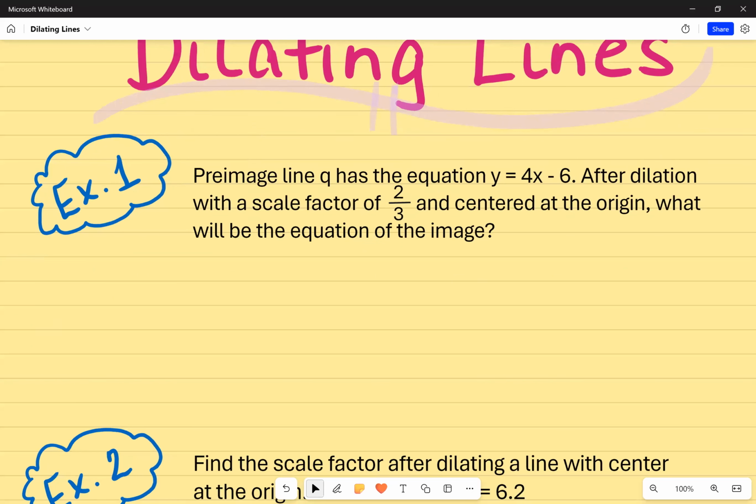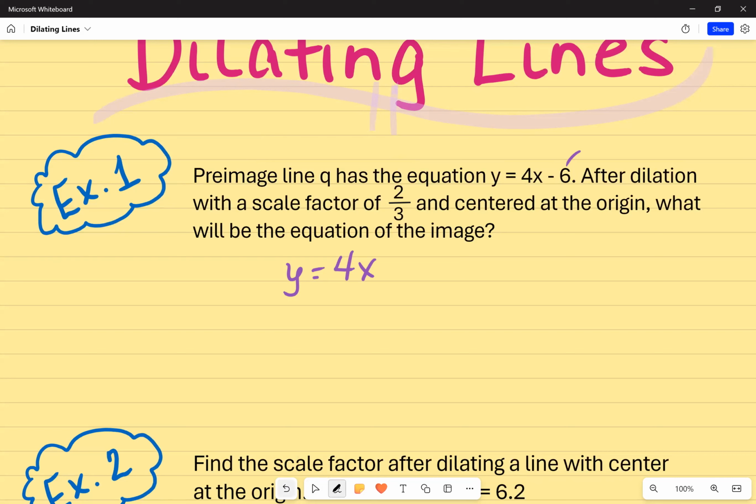And if you recall from an earlier lesson, if you have the slope given to you, and we're talking about parallel lines, it's going to be the same slope. So we already know that we're going to have y equals 4x. Now we just have to use the scale factor information to figure out what our y-intercept will be. So our pre-image y-intercept is -6. Don't forget the sign in front.